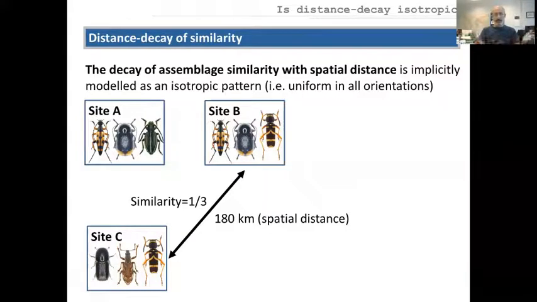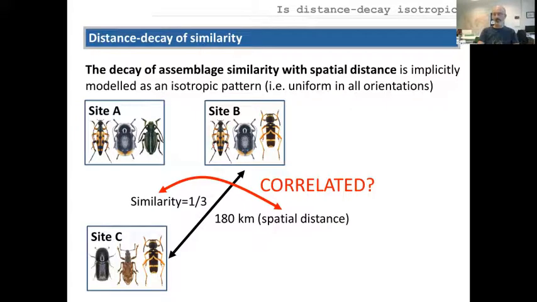So as we have already seen in the previous talks, distance decay models are usually implicitly modeled as an isotropic pattern, and with this model it is as if the assemblage similarity or dissimilarity was uniform in all directions. So we just measure similarity between communities and then see if this similarity is correlated with the spatial distance or any climatic or environmental distance we're interested in.